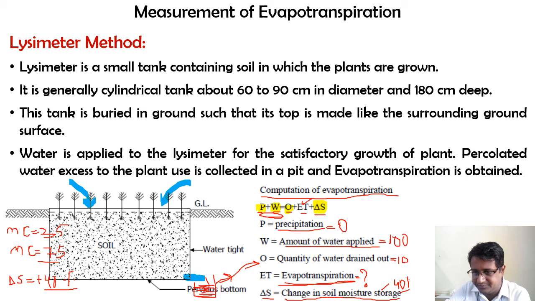Okay, so 40% of again 100 liters, just for the sake of simplicity, if I say 140 liters. Then the only unknown will be your evapotranspiration. So with the help of this simple formula, you can determine the evapotranspiration value. Okay, so this is how your lysimeter is going to work.